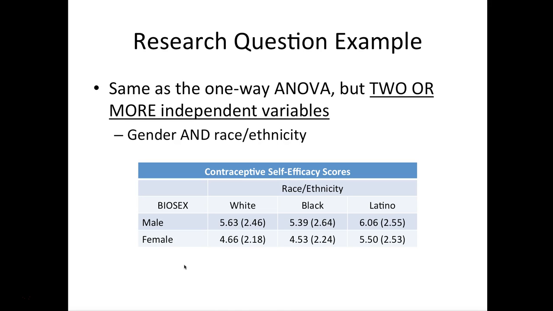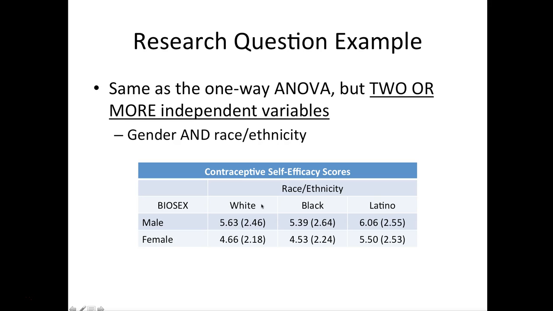So again, this is the same as the two-way ANOVA in many ways, but we have two or more independent variables. So we have gender and race ethnicity. In this example that we're going to follow through this lecture, I've broken down race ethnicity a little bit more. So we're only looking at people who identify as white, Black, or Latino. If we were to include the other groups, I think we included Asian Pacific Islander, multiracial or other, and so that gives us 5 groups. And so we would be conducting a 2 by 5 analysis.